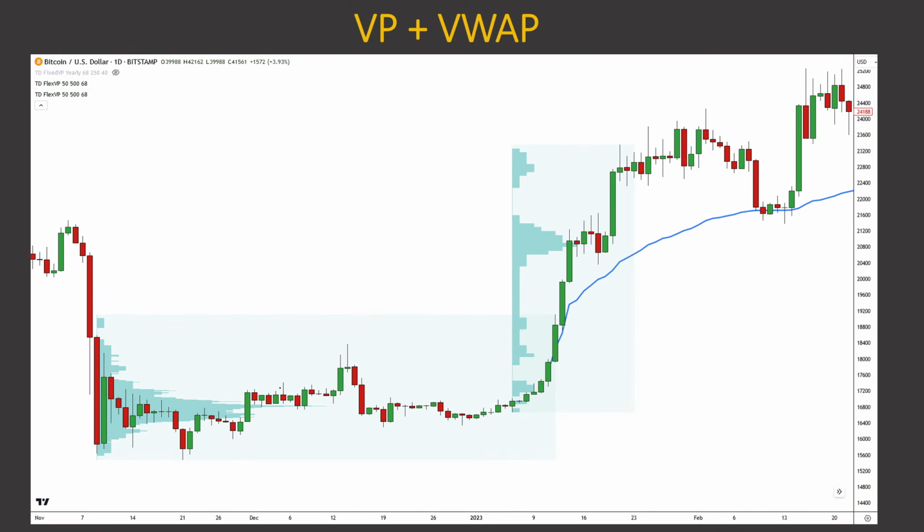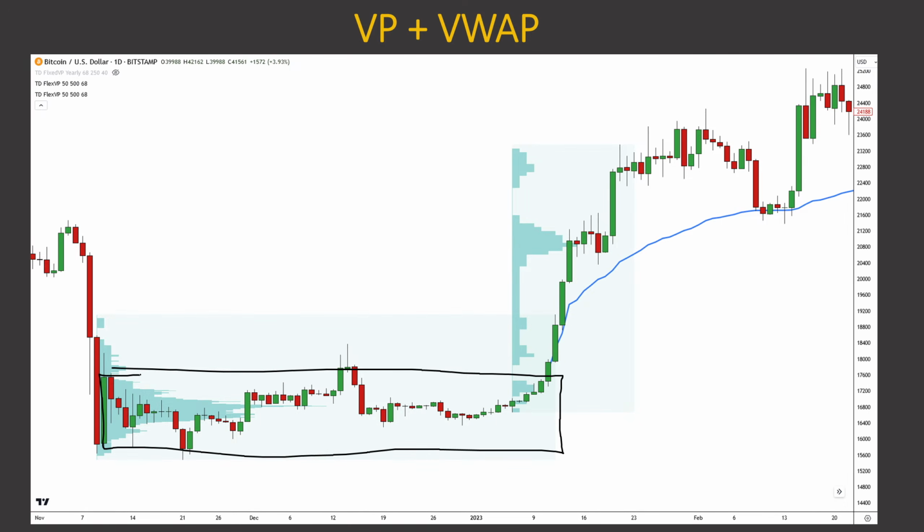All right, next example. This is Bitcoin. Long rotation. Oh, and it is a daily chart. It is an example from the old days when Bitcoin was under 20K. Not so long ago. Anyways, we have a rotation with heavy volumes here, followed by a strong trend.